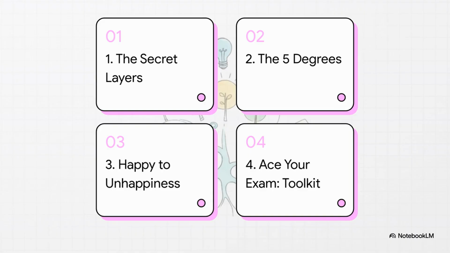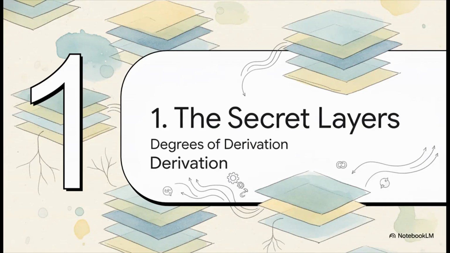Here's our game plan. First, we'll uncover what I call the secret layers of words. Then, we'll level up through the 5 degrees of derivation. After that, we'll use a classic example, from happy to unhappiness. And finally, we'll build you your very own toolkit to make sure you absolutely ace your exam. First up, let's talk about these secret layers.